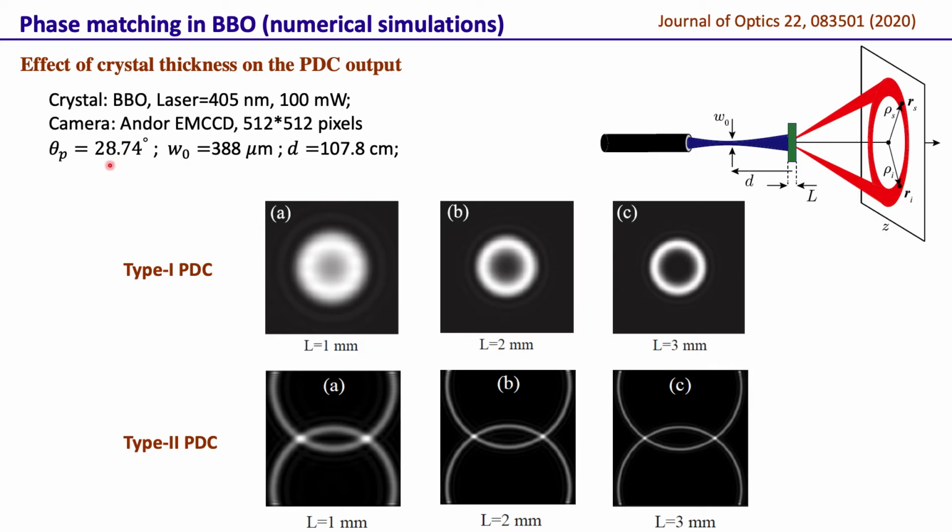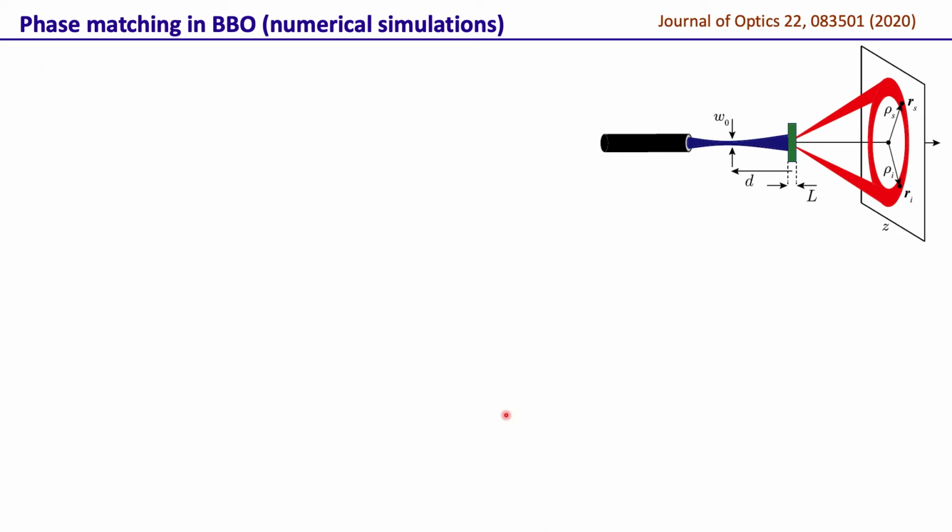So overall what we see is that the main effect of increasing the thickness of the crystal is that the down conversion gets sharper and sharper. So this is the ring, and if we increase the thickness of the crystal, the ring just becomes sharper. Again, same for type 2. Increasing the thickness of the crystal doesn't increase the size of the ring, it just makes it sharper. So that is the effect of the thickness of the crystal.